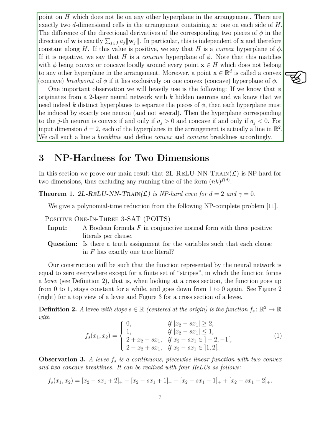If we know that the function comes from a two-layer neural network with a certain number of hidden neurons, and we need that many distinct hyperplanes to separate the pieces of the function, then each hyperplane must be induced by exactly one neuron. In the case where the input dimension is 2, each of the hyperplanes in the arrangement is actually a line. We call such a line a breakline and define convex and concave breaklines accordingly.